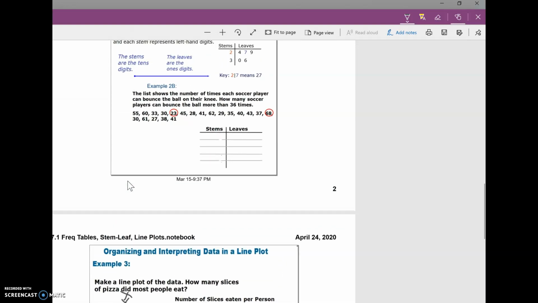This question said, I forgot to look at that, how many soccer players can bounce the ball more than 36 times? So you would look at your stem and leaf plot and count how many of these numbers are more than 36. Or you would just look at the numbers and, anything that's more than 36 you would count. So that'd be 1, 2, 3, 4, 5, 6, 7, 8, 9, 10, 11, 12.